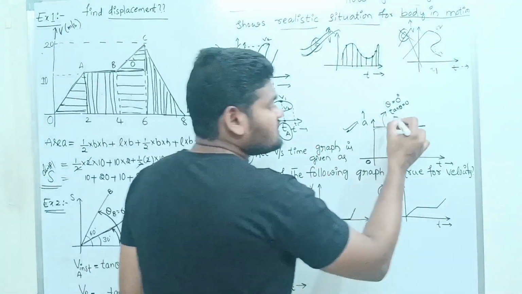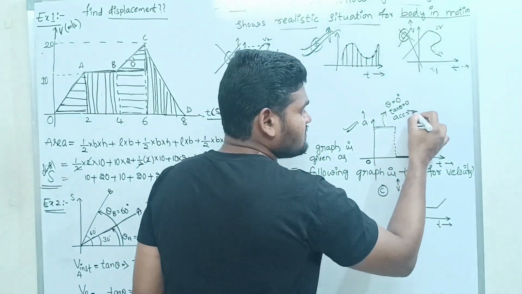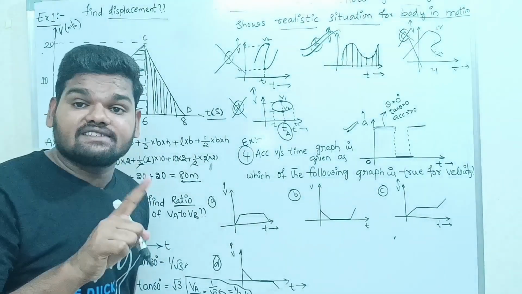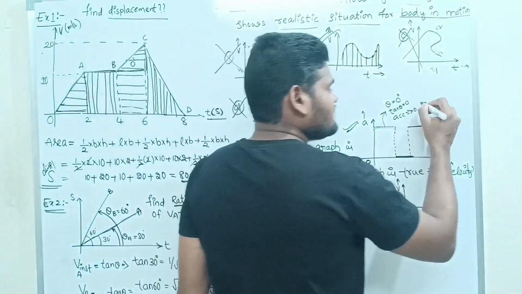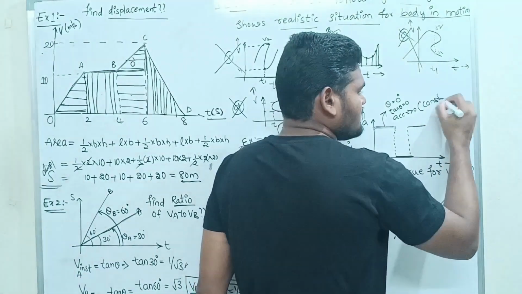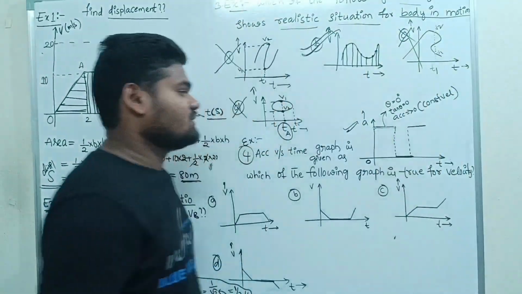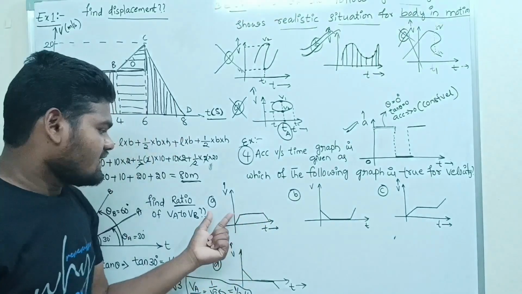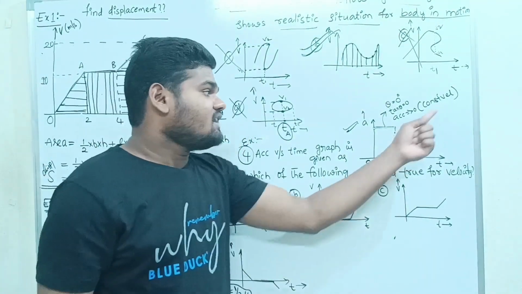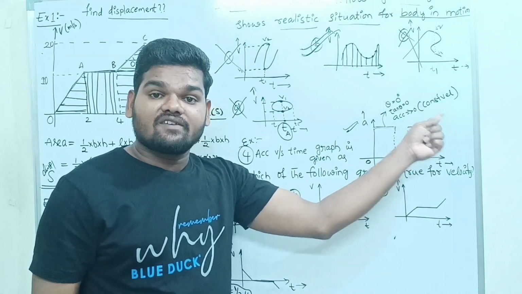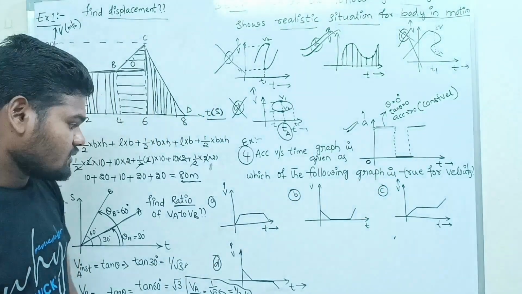If tan theta is equal to 0, then the acceleration is equal to 0. If the acceleration of the object is equal to 0, then the object has constant velocity. So for this slope, in the given options, we have to check which graph is having constant velocity.